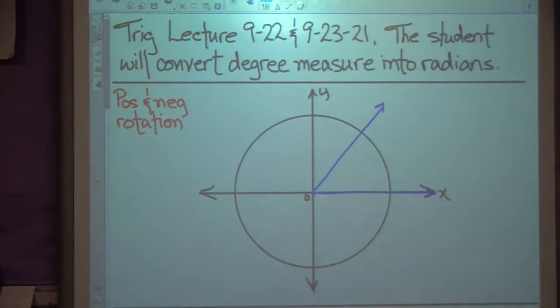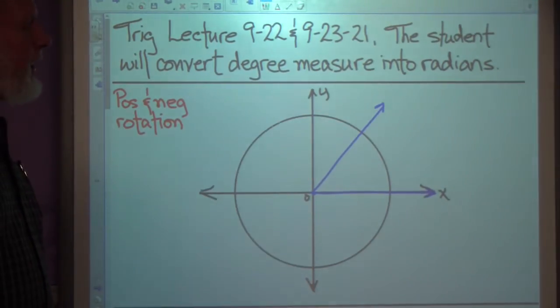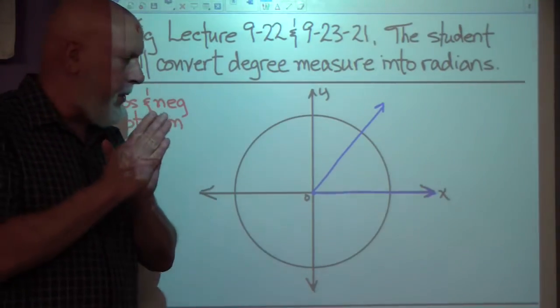All right, looks like we've got lecture 922 and 923 today. Our objective: the student will convert degree measure into radians. So I want to talk about that real quick.